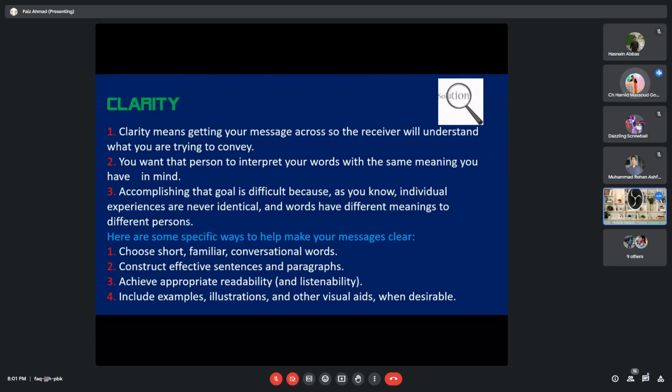Choose short, familiar, conversational words, as we have talked back in conciseness. Construct effective sentences and paragraphs. It is upcoming in concreteness. Achieve appropriate readability and listenability. Your message should be so clear that if you are writing, then your reader must understand. And if you are talking or communicating, your listener must listen. Include examples, illustrations, and other visual aids when desirable. Next, sir.